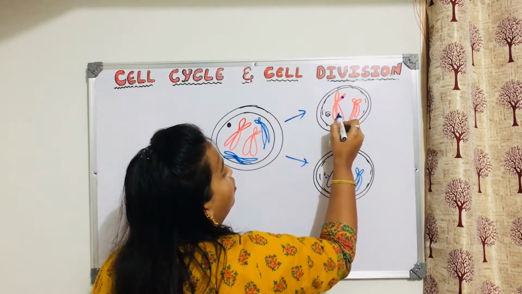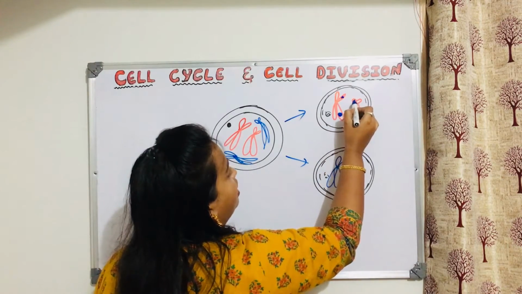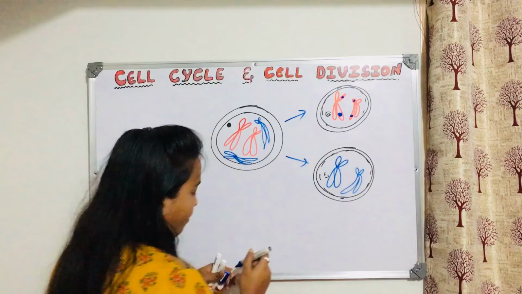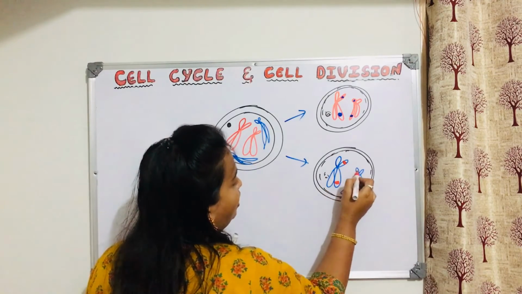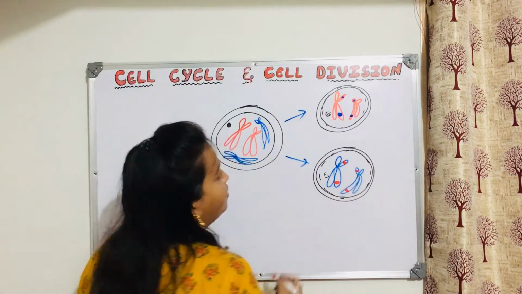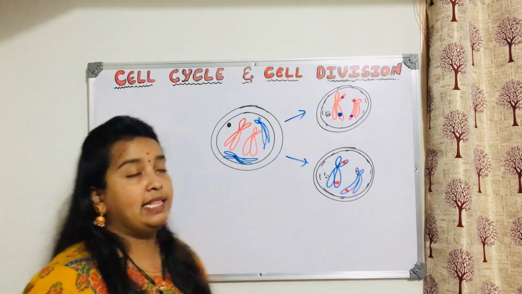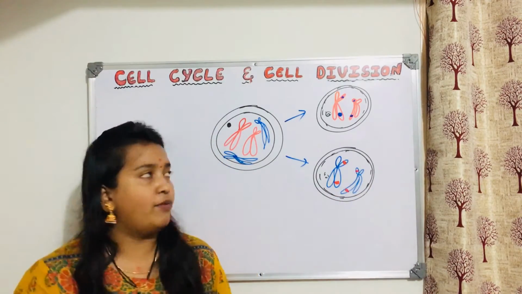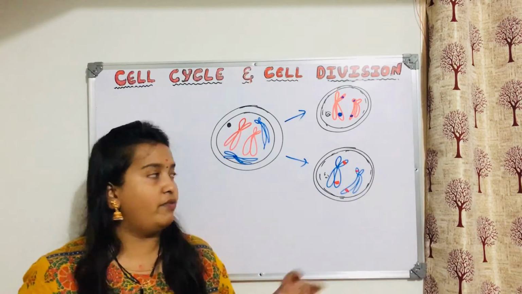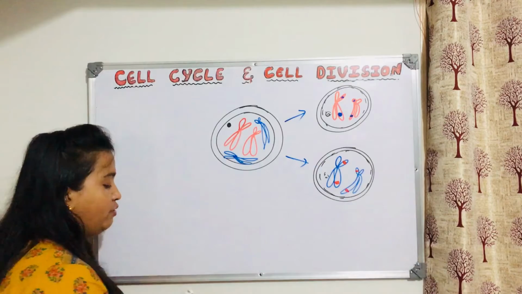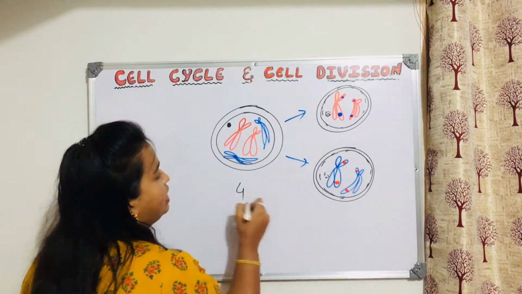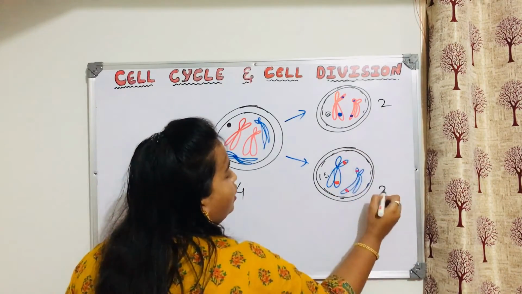But all the chromosomes we have here are different. Why? Because they have exchanged segments. So this is the product of meiosis 1. From one parent cell in meiosis 1, we formed 2 cells. Here the chromosome number is 4, and here the chromosome number is 2 and 2.